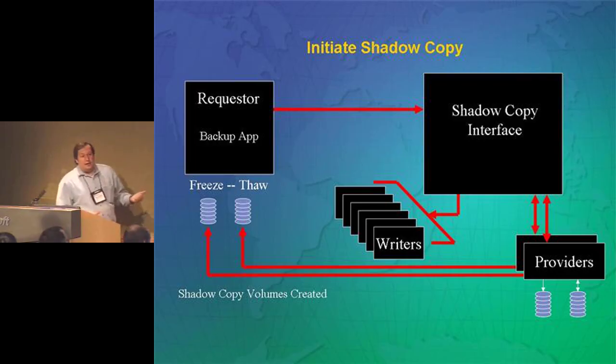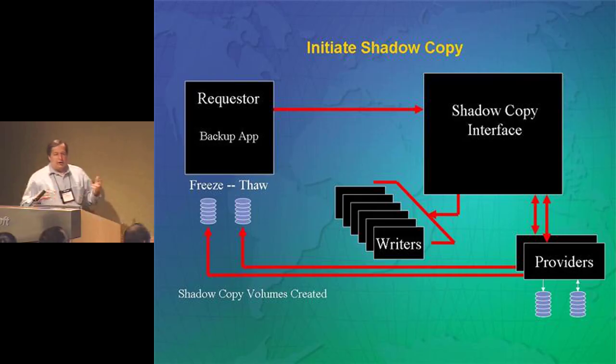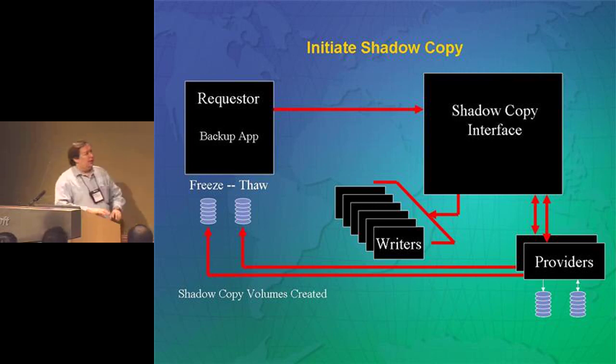Then the requester says, freeze. The writers are all involved. The writers all return, okay, I'm ready. As soon as that happens, the freeze process begins. The providers are notified. The shadows are created, whether via a hardware plex or a software volume. Everybody's notified, and the volumes are created. This is a very quick process. In fact, if we don't do it within 30 seconds, we just fail the whole process.